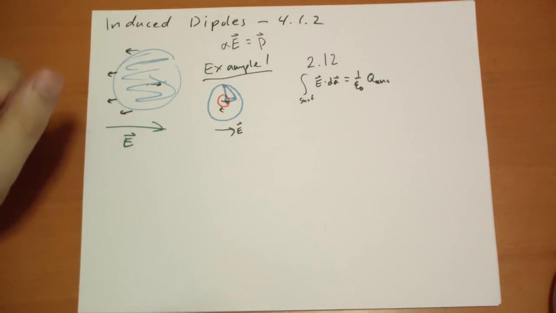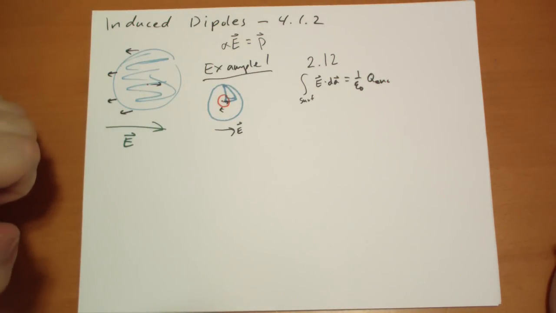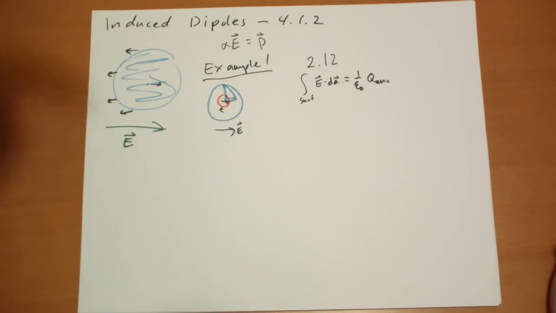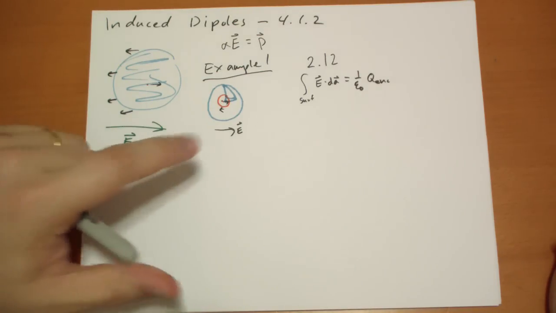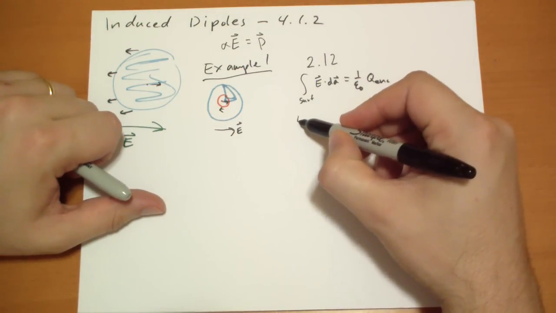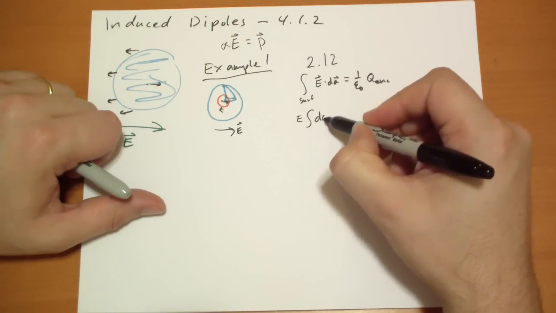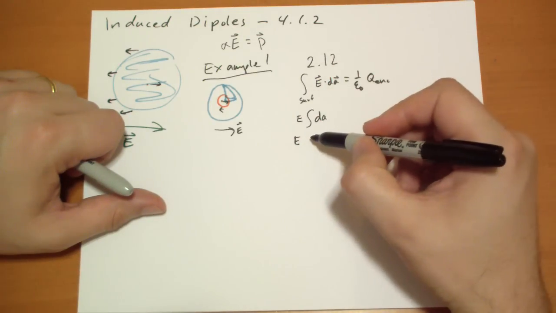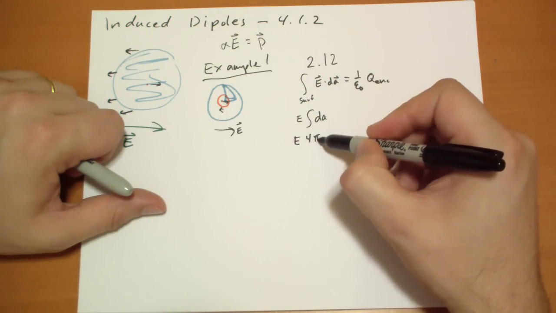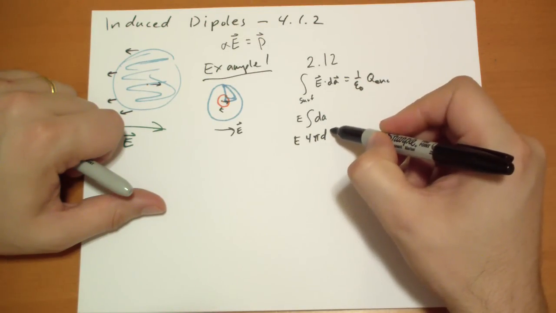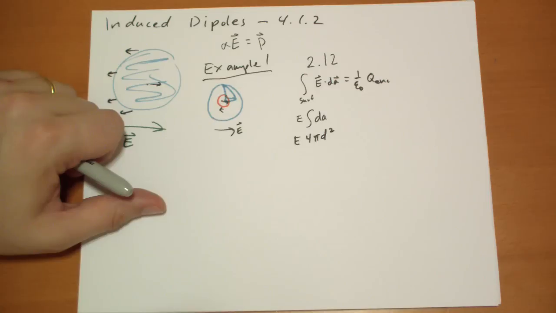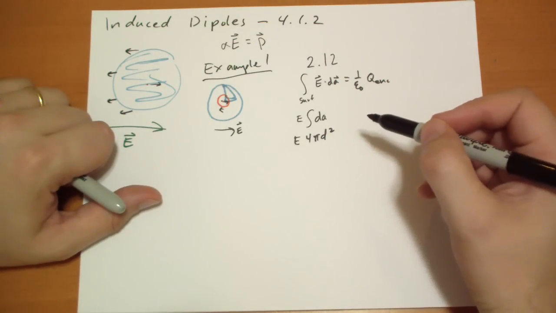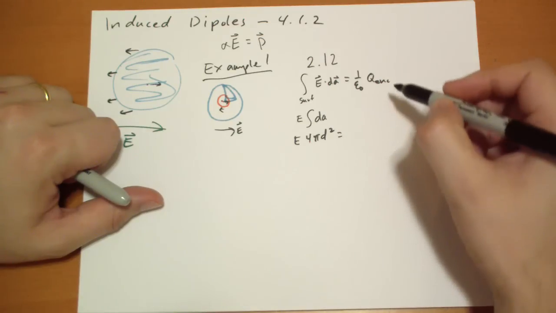Now, because we have symmetry in our favor, the electric field is always going to point parallel or anti-parallel with the area vectors. And so we basically get E times the integral of dA. And what is the surface area? Well, that's 4 pi d squared, I believe that's correct. Check my notes, yes it is. Okay, and that's going to equal the charge enclosed.